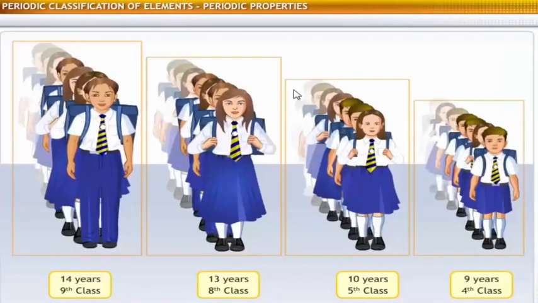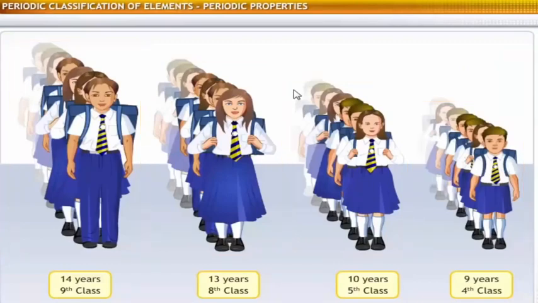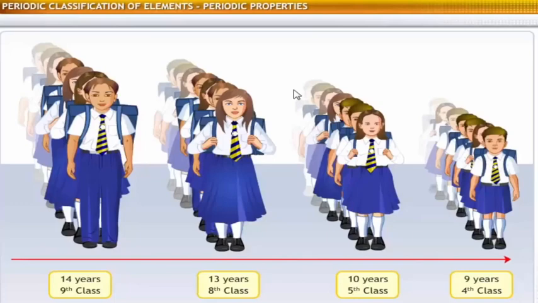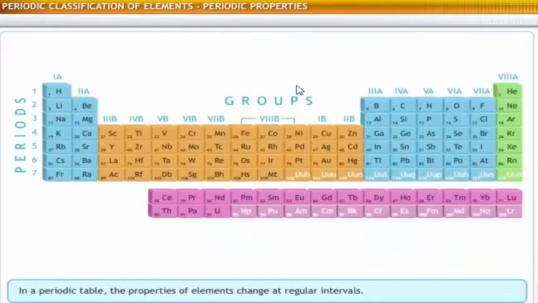You can see that in every column that represents a class, the height of the students increases from the front to the back. You also see a decrease in height from left to right in each row, which consists of students from different classes. A similar gradation is seen in the properties of elements in the periodic table. You can observe regular changes in the properties across periods as well as down groups.